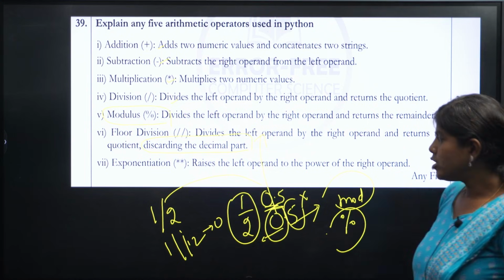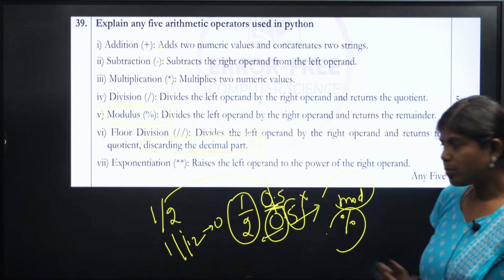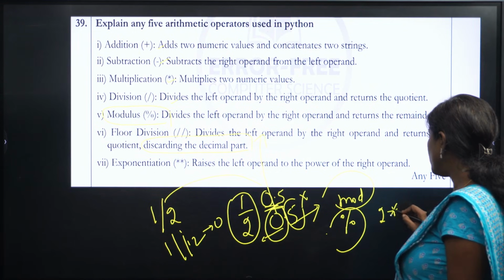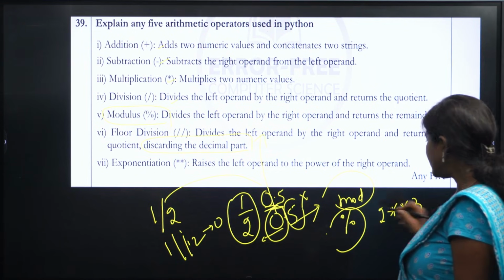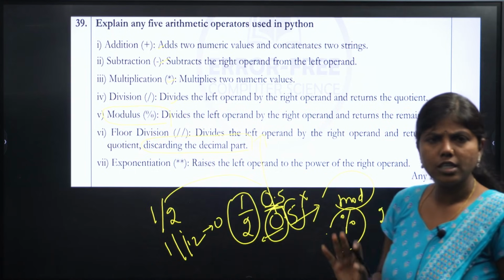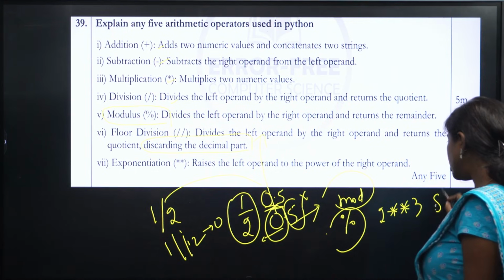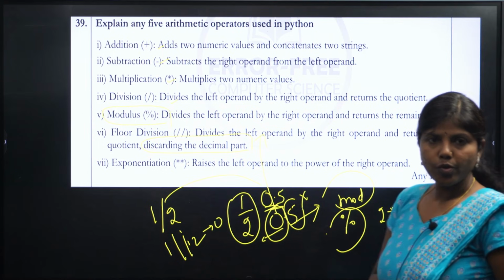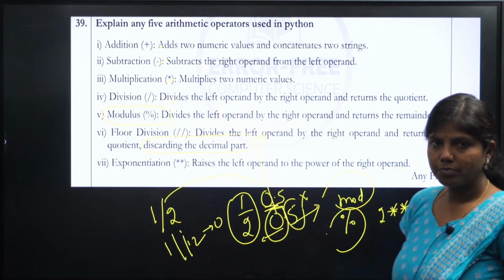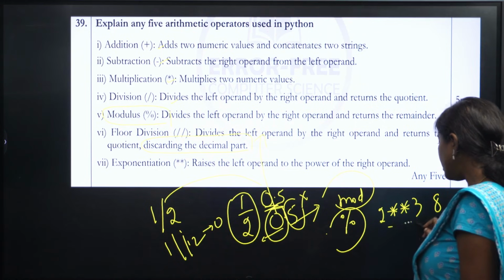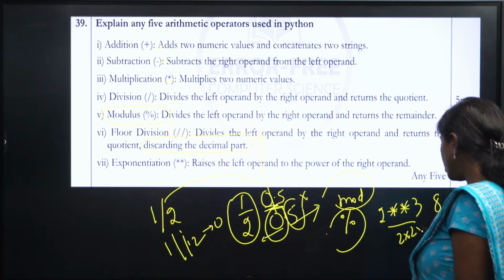Understood? So we will go for the exponentiation operator. That means 2 star star 3 gives you what, students? Star star means powers: 2 into 2 into 2, which is 8. It's just in terms of powers. So 2 star star 3 means 2 into 2 into 2.